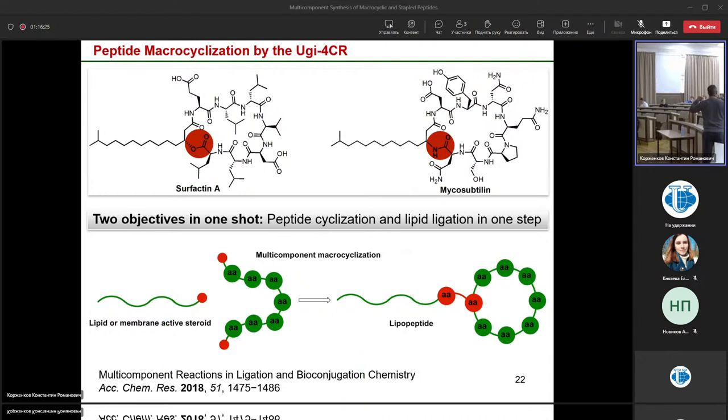Because if you don't use diluted conditions, what you get is an oligomerization or a polymerization, because you are using bifunctional building blocks. So we took several years to set up conditions to do peptide macrocyclizations in solution, because you have to use diluted conditions. The reactions take 3-4 days up to 1 week. This is true. And the yields are not spectacular.